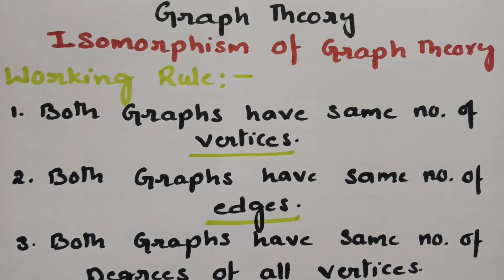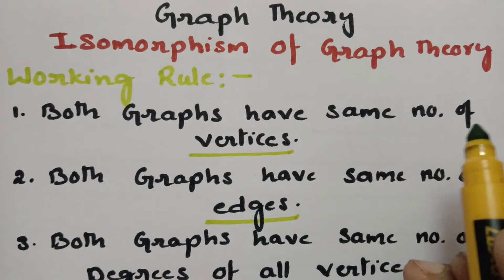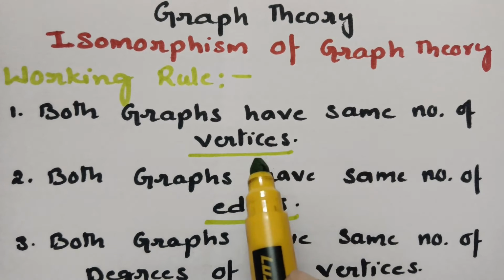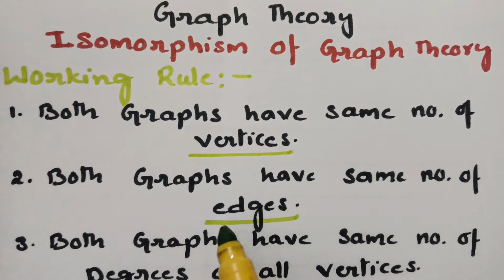This topic is isomorphism of graph theory, and this is the most important topic in graph theory. See here, in order to say that two graphs are isomorphic, here is the working rule. First, both graphs should have the same number of vertices, and both graphs should have the same number of edges.